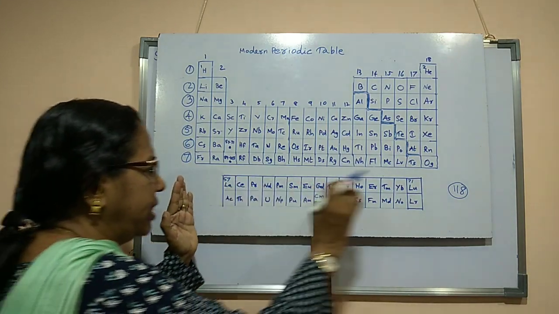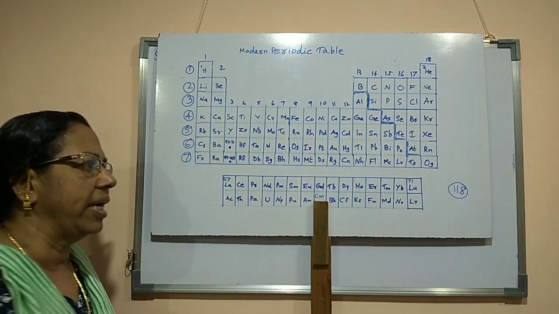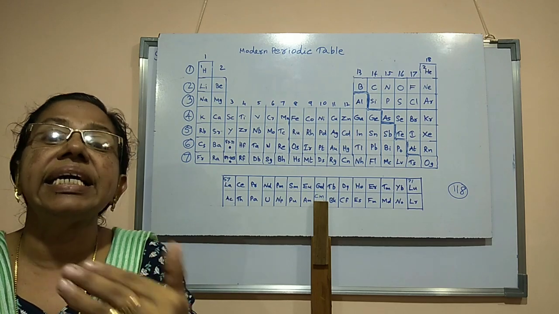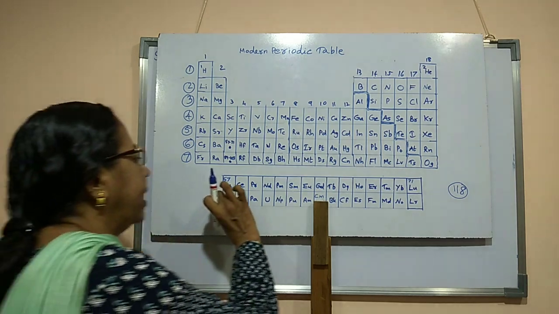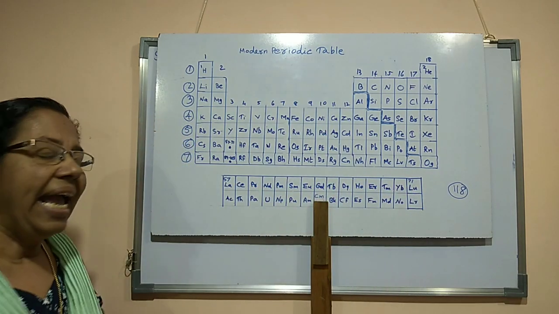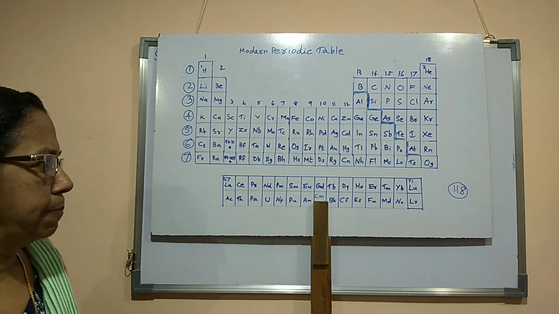Now here downside if you are coming, this first row of elements we can call lanthanides or lanthanide series. Then second row here, these elements we can call actinides or actinide series.